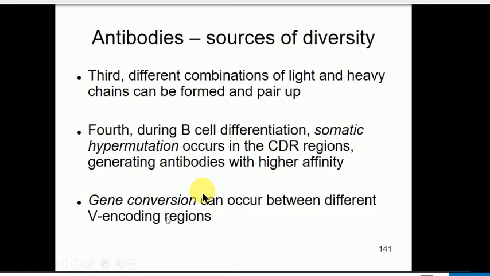There's also a process of gene conversion that takes place between the different variable encoding regions. And this simply means that within the genome, information can flow between different variable regions, so that if you've got, say, five different variable regions, one of which has now been spliced into an antibody, that can still be changed by recombining with the other variable regions which are still present on the genome. So that's just another process of homologous recombination.